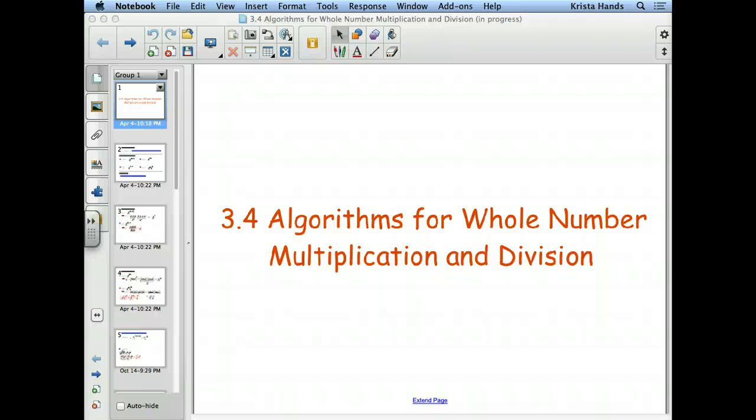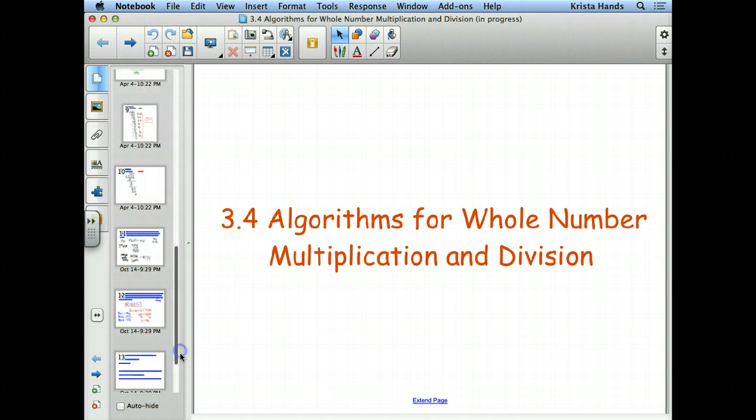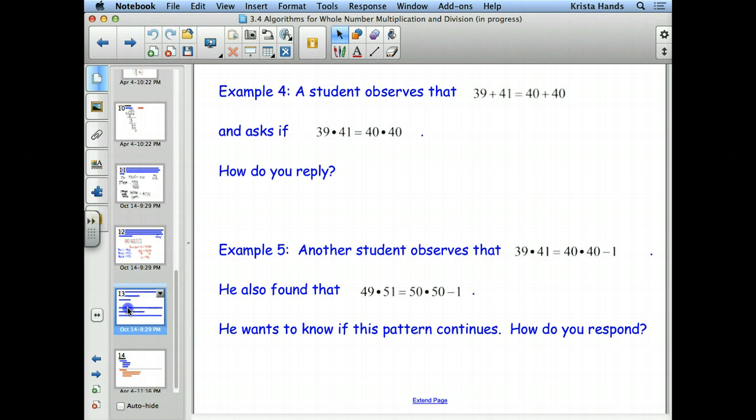All right, we have one last question, one last slide that we're going to take a look at in this section 3.4, and it's this one, example number 4. We have a student, and the student observes that 39 plus 41 is 40 plus 40, and asks if 39 times 41 equals 40 times 40. And the first question we're asked is, how do you reply?